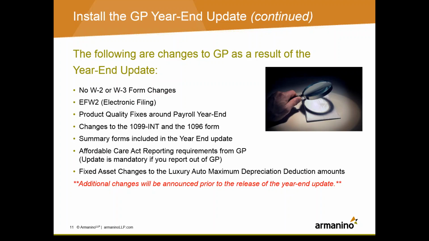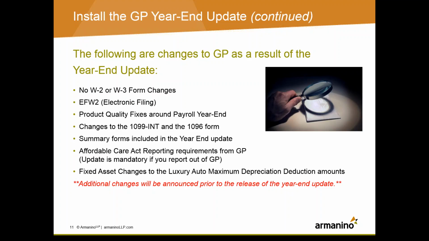The following listed here are changes to the GP as well as a result of the year-end close download that you will be clicking on for your version. So we do not have any changes to W-2s or 3s. We do have our electronic filing for W-2s. Payroll year-end has its own update. We do have minor changes to the 1099 and 1096 form.